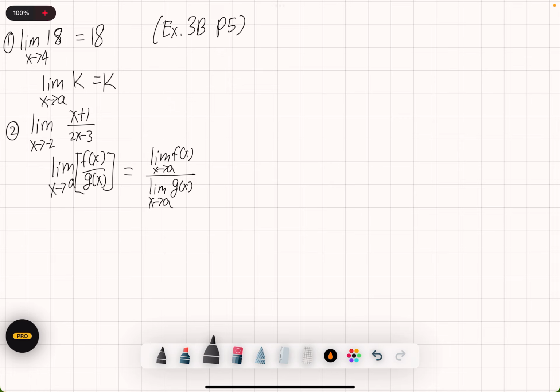So this means that this is equal to the limit of x plus 1 as x approaches negative 2 over the limit of 2x minus 3 as x approaches negative 2.